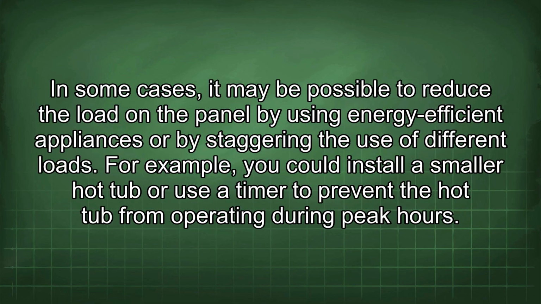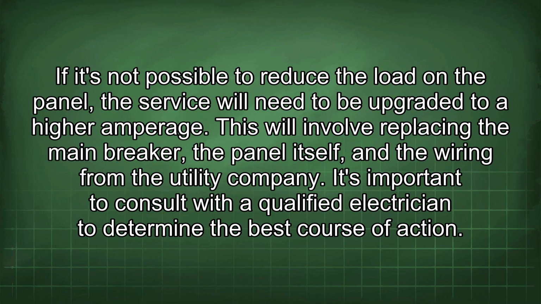In some cases, it may be possible to reduce the load in the panel by using energy-efficient appliances or by staggering the use of different loads. For example, you could install a smaller hot tub or use a timer to prevent the hot tub from operating during peak hours. If it's not possible to reduce the load in the panel, the service will need to be upgraded to a higher amperage. This will involve replacing the main breaker, the panel itself, and the wiring from the utility company. It's important to consult with a qualified electrician to determine the best course of action.